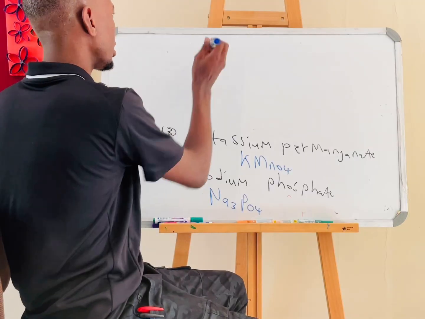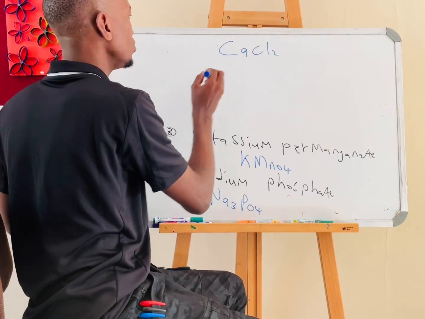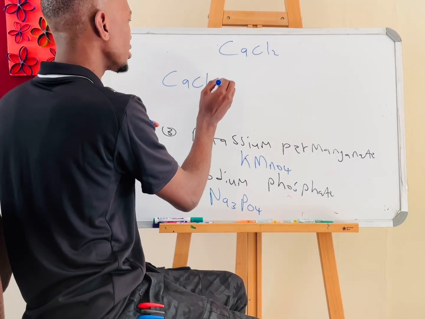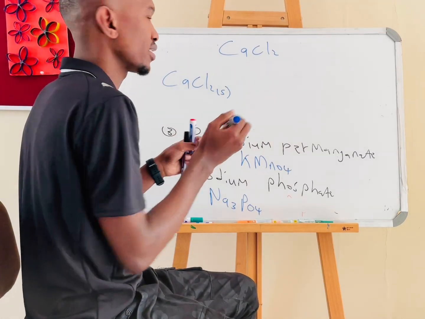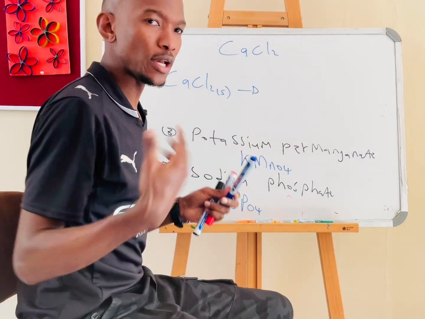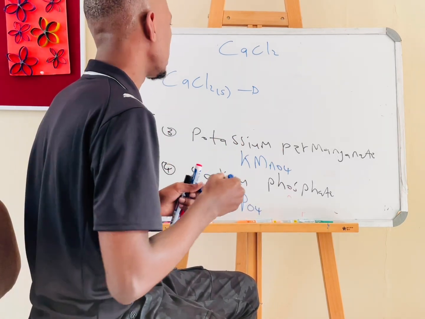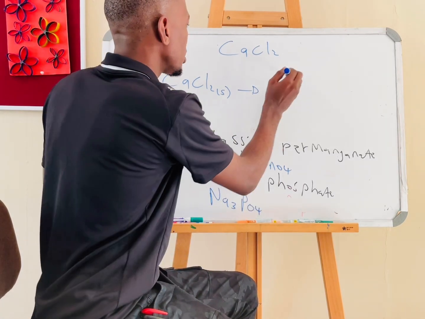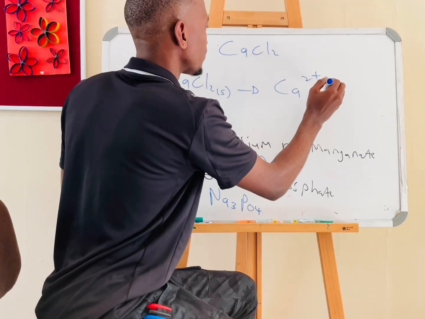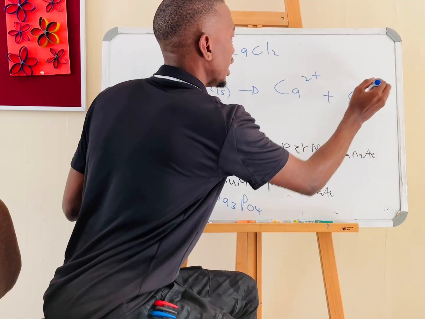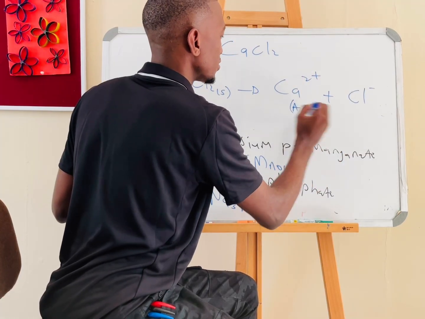The one with calcium chloride, CaCl2. Of course it's a salt, because it's an ionic compound, an ionic crystal, if you can put it that way. When I dissolve it in water, I'm going to have calcium ion and also chloride ion. This is going to be aqueous.